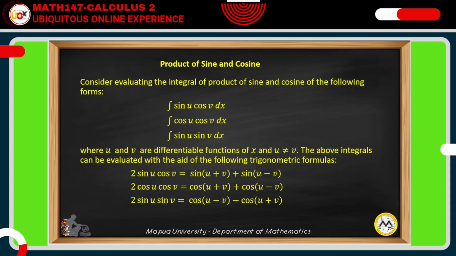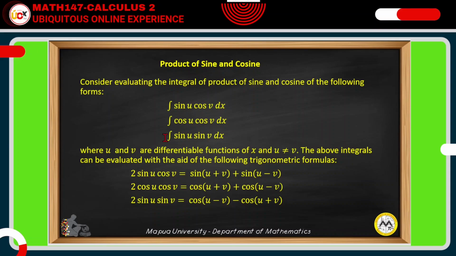The first trigonometric transformation technique is the product of sine and cosine. So consider evaluating the integral of product of sine and cosine of the following forms. First, we have the integral of sine u cosine b, which is product of sine and cosine. Second is the integral of cosine u cosine b dx, which is the product of cosines. And the third is the integral of sine u sine b dx, which is product of sines, where u and b are differentiable functions of x and u is not equal to b.